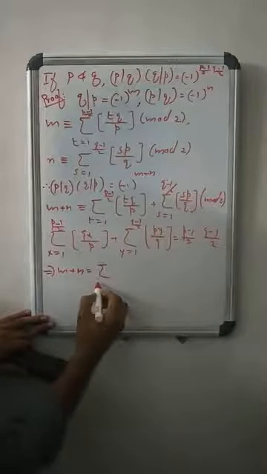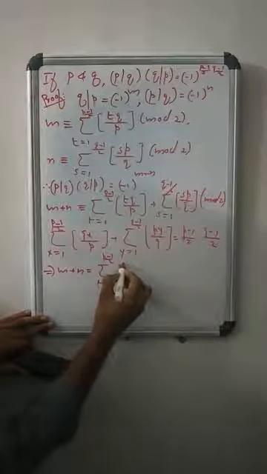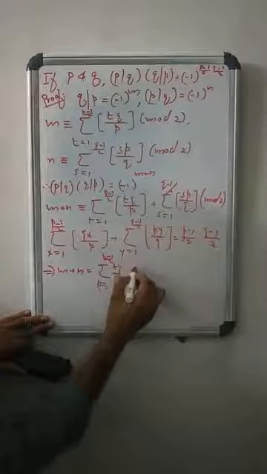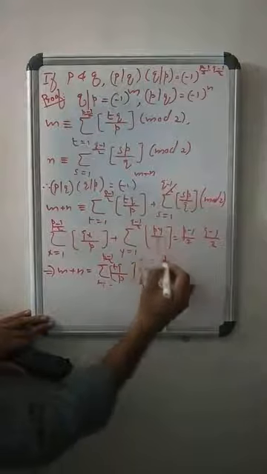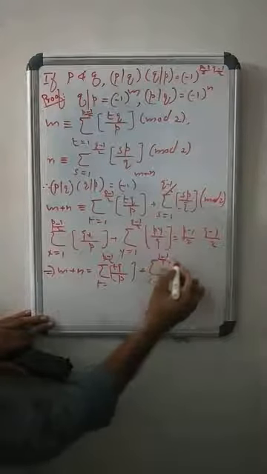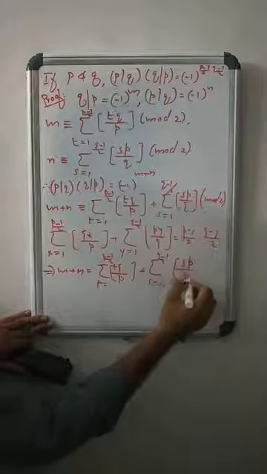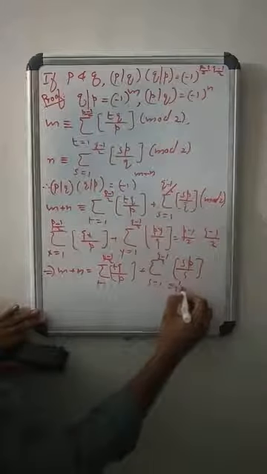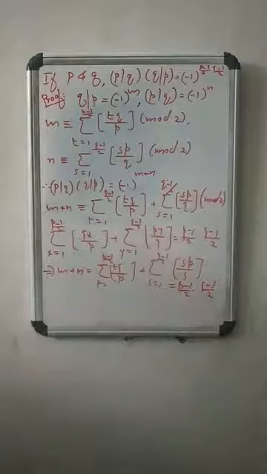sigma, instead of x, here t ranges from 1 to (p minus 1)/2, of the integer part of tq by p, plus sigma, instead of y it is s ranges from 1 to (q minus 1)/2, of the integer part of sp by q. That is nothing but (p minus 1)/2 into (q minus 1)/2.